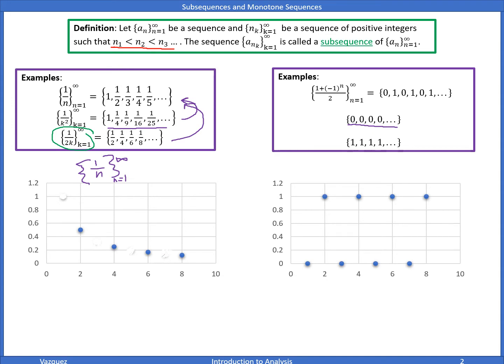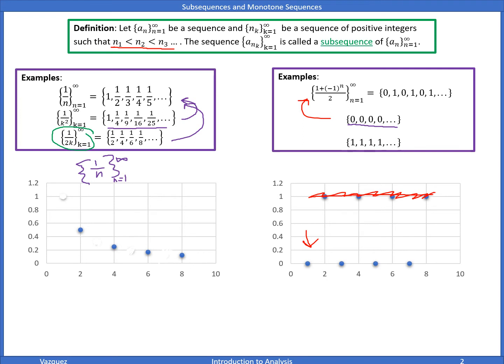A sequence that converges. Well, this one seems to converge to 0 as well. But we also get that sequence. Over here, same thing. We can just delete all these. I'm just going to scratch them out. And we can just be left with a sequence of nothing but zeros. And that would be a subsequence of this original sequence.